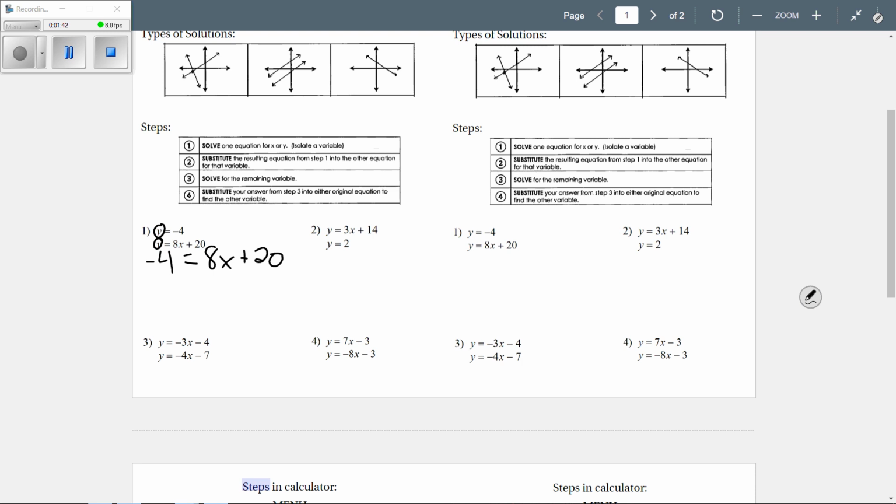So we need to solve for x. We have to isolate it. We have to get it by itself. Minus 20, minus 20, -24 equals 8x. Divide by 8, divide by 8. X equals -3. So we know y equals -4 and x equals -3. This one was really easy. You write your final answer in coordinates. We know x goes first, -3, -4. That is your final answer.